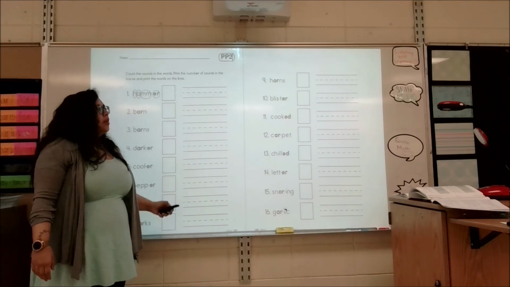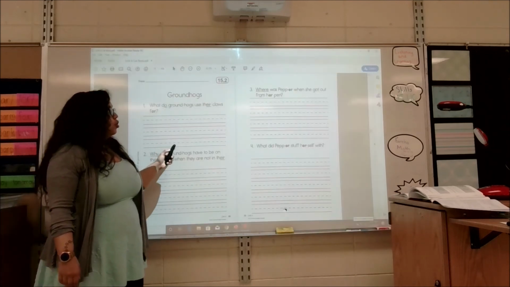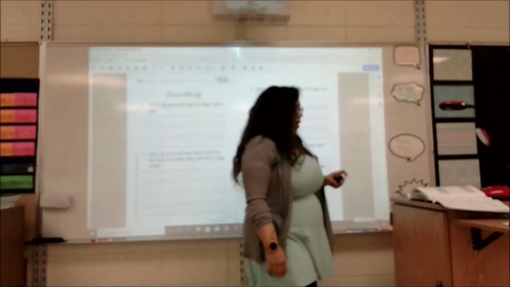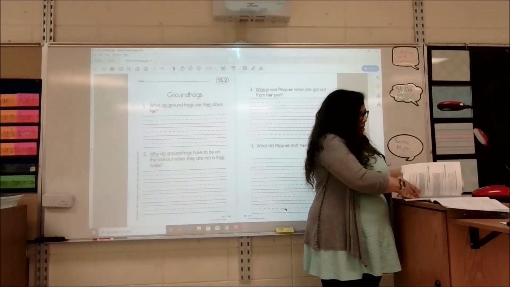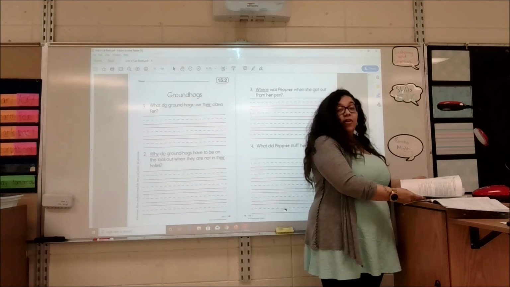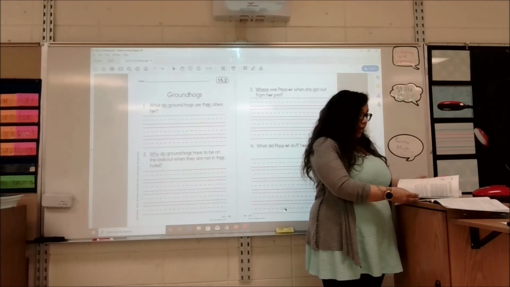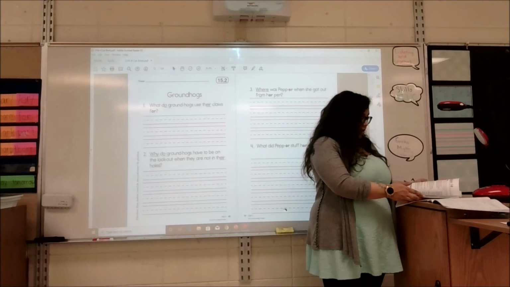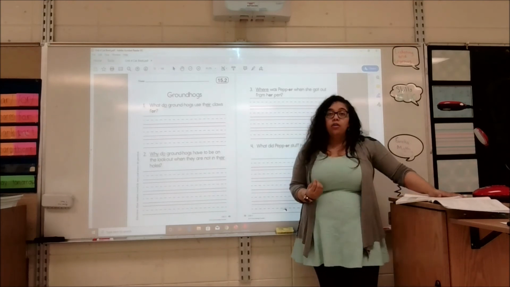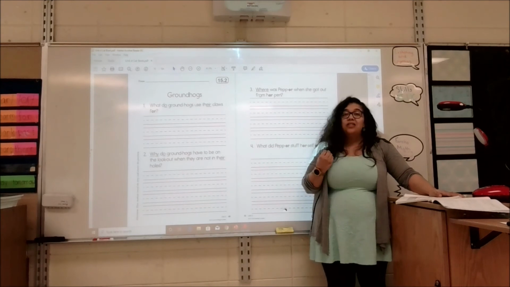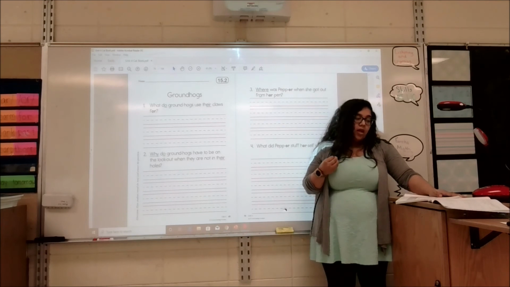And then, the other thing you're going to have today is the story Groundhogs. Before I send you off to do the story Groundhogs, I want to give you a little background on it. We just had Groundhog's Day, the day in which the groundhog sees the shadow and we get more winter. Well, a groundhog is actually a rodent. It's also known as a woodchuck, and he lives mostly underground and hibernates in the winter.